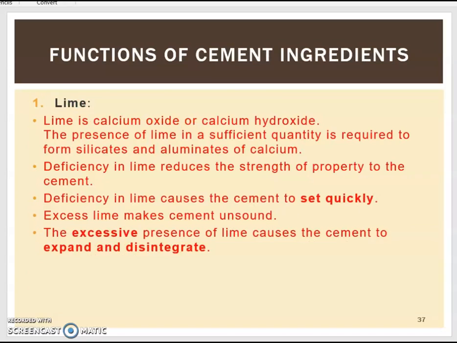Right. Now going ahead, the first ingredient in cement is lime, written as CaO, calcium oxide, or it is also in the form of calcium hydroxide. The presence of lime in sufficient quantity is required to form silicates and aluminates of calcium. Deficiency in lime reduces the strength property of cement. Deficiency can cause cement to set very quickly. Excess can make it unsound. Again the word comes. The excessive presence of lime can cause cement to expand and disintegrate.